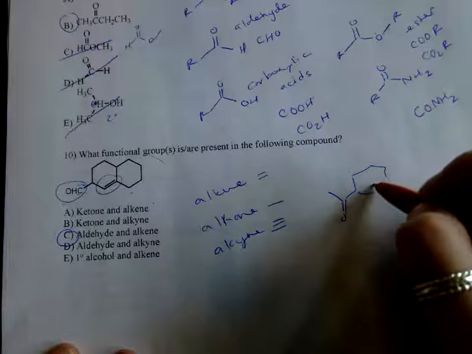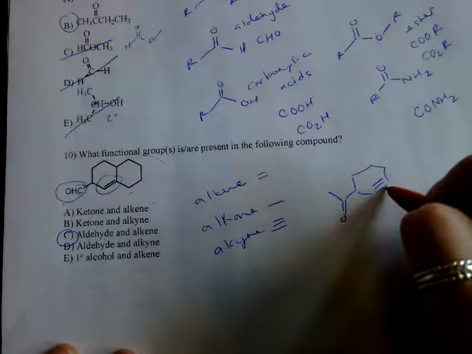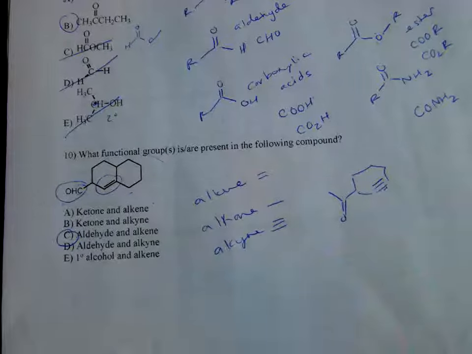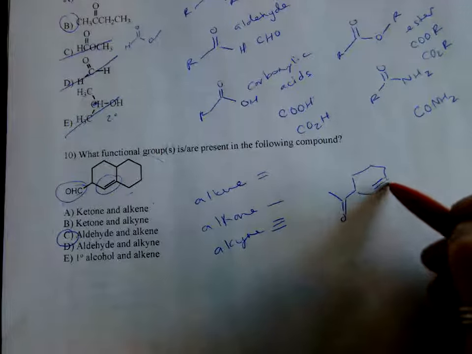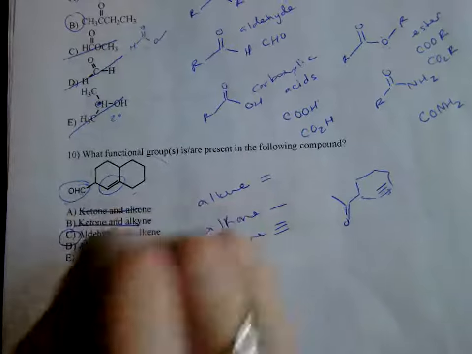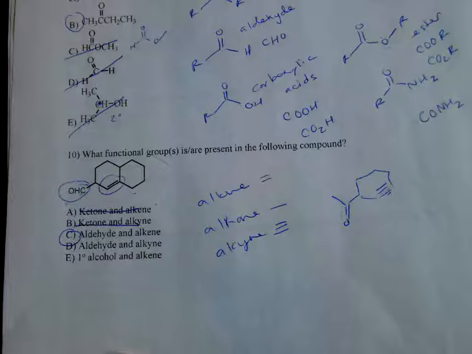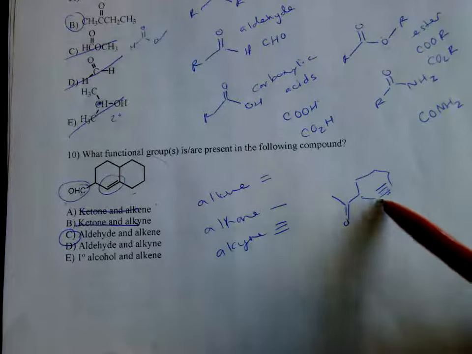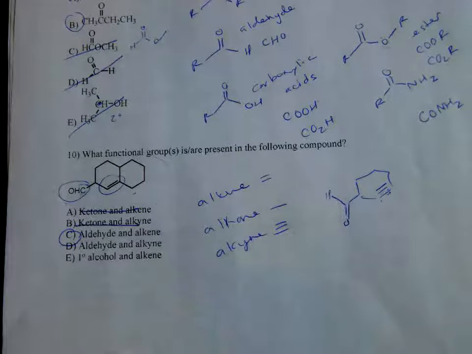B, a ketone and an alkyne would need a triple bond, and triple bonds are sp hybridized, so the bond angle is 180, so they actually can't be in a ring. These need to be straight on either side, so that wouldn't work. An aldehyde and an alkyne, same thing, only there'd be a hydrogen right there.